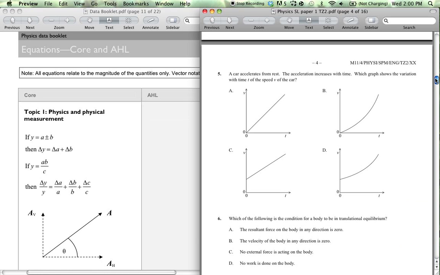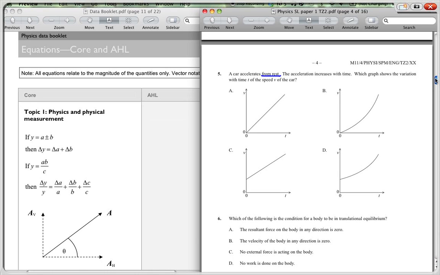Here we have a car that accelerates from rest. That's important. The acceleration increases with time. Which graph shows the variation with time t of the speed v of the car? So we've got a velocity-time graph. We need to remember, for a velocity-time graph, the slope is our acceleration, and the area underneath the curve is our displacement. We can see that for a slope, because this is meters per second and this is seconds, when I find a slope, I divide by the seconds, giving me meters per second to the minus 2.